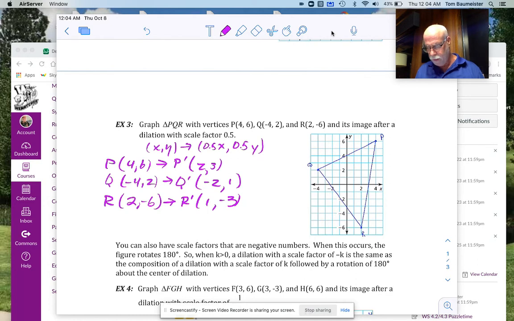So let's go ahead and map those ones there. So Q is at negative 2 and 1. So there's Q prime. P prime is at 2 and 3. 1, 2, 1, 2, 3. And R prime is at 1 and negative 3.